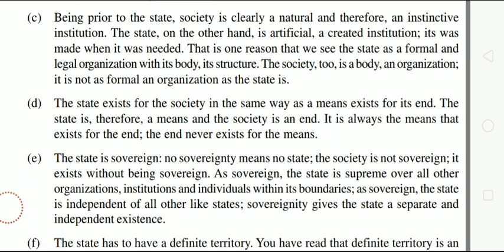D. The state exists for the society in the same way as a means exists for its end. The state is therefore a means and the society is an end. It is always the means that exists for the end. The end never exists for the means.